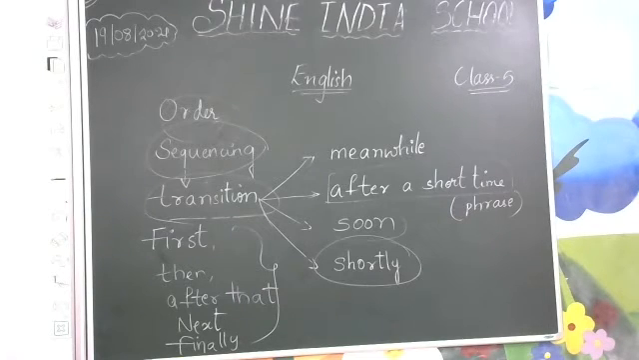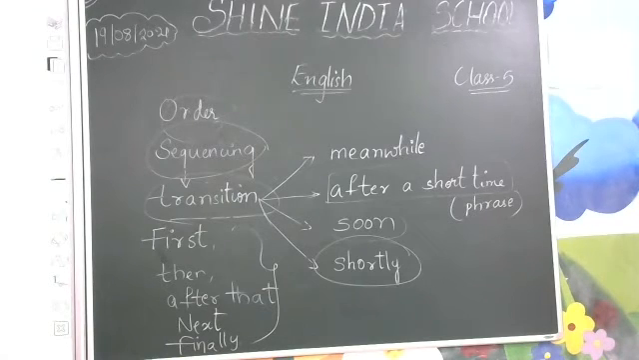Take the single verb "jump", J-U-M-P. Jump is a verb. It is not having S or ES. Still it is in simple present tense. Okay, children? Understood? Even if only the verb is there, then also it is simple present tense only. Okay?